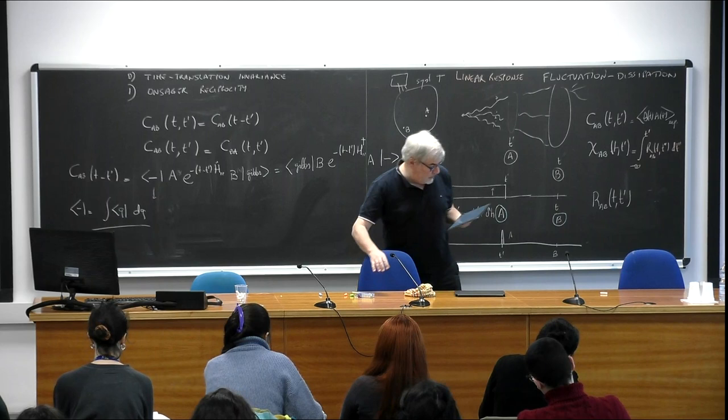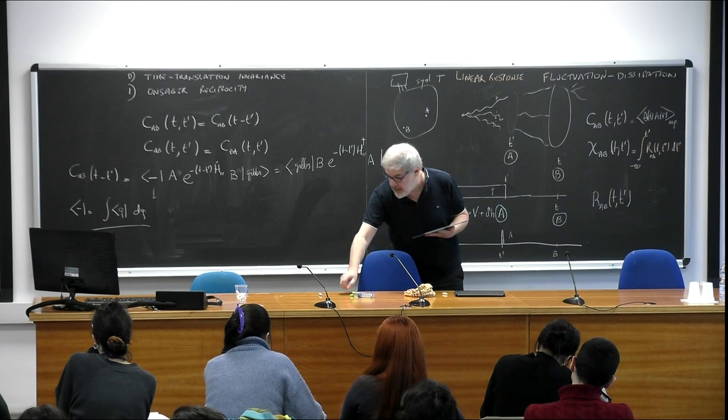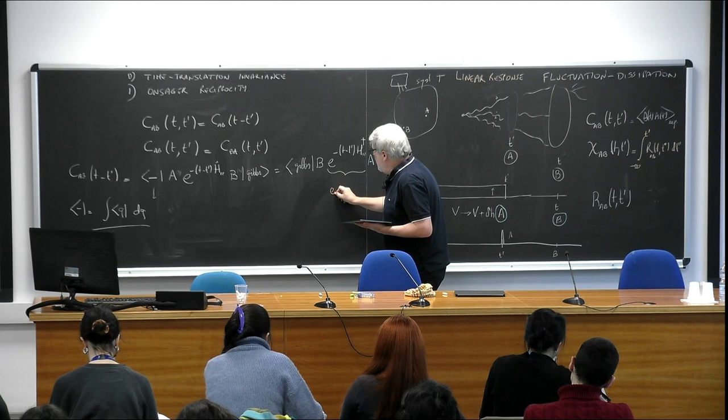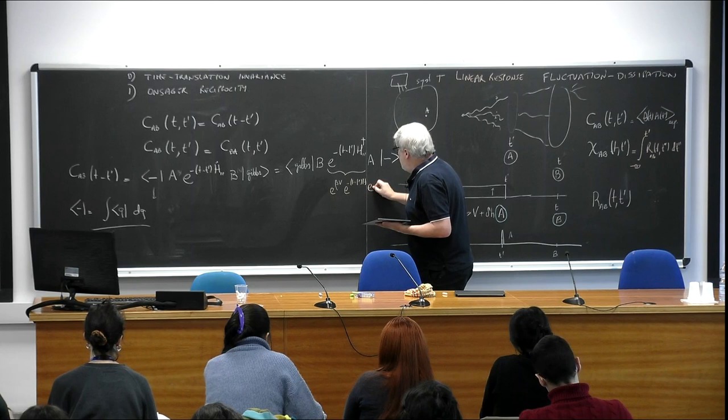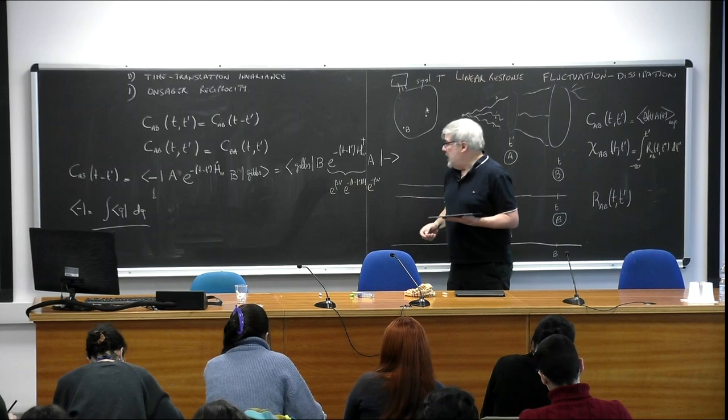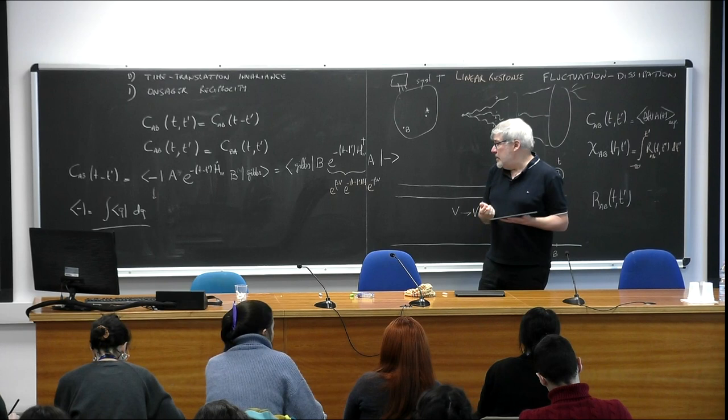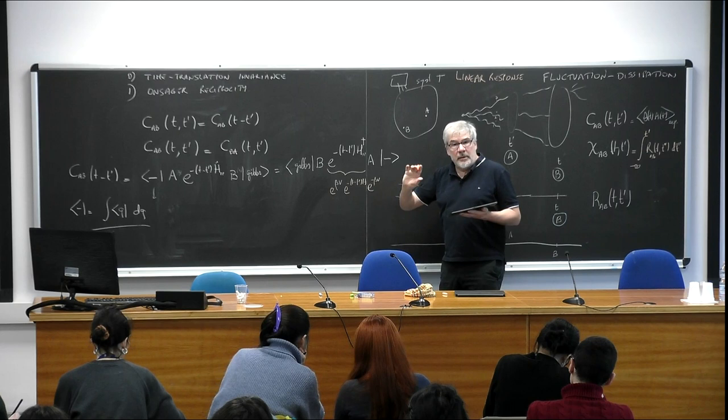So remember that this one, we did it yesterday, is equal to e to the beta B, e to the minus t prime H, e to the minus beta V, and then I have A and I have B. Here I have just used the detailed balance property, where I reverse times, and now I put them straight by using detailed balance.